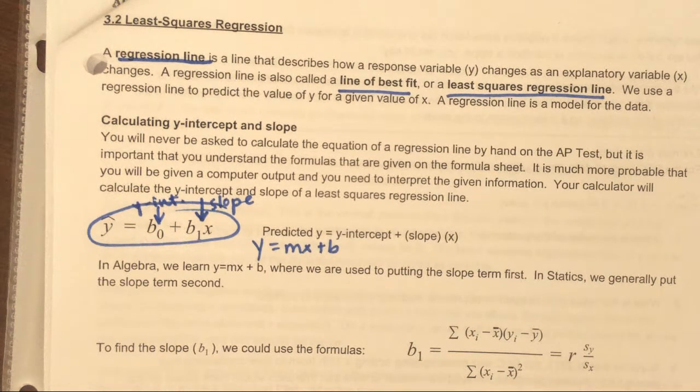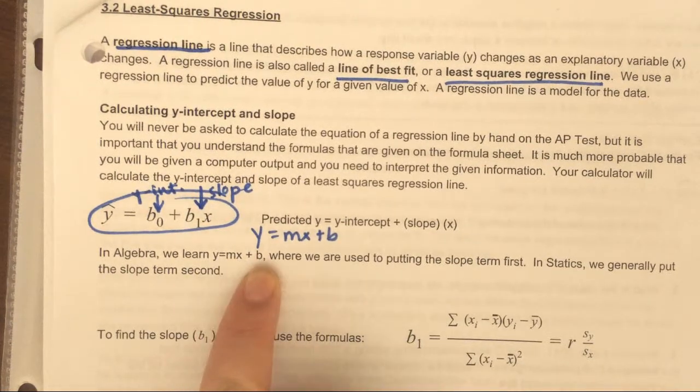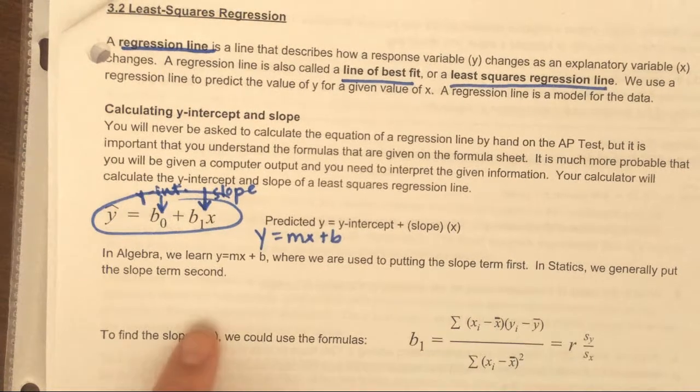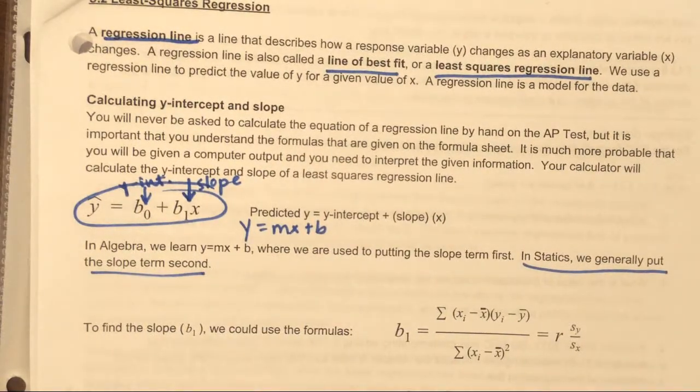What's really annoying, and I know we're going to have to get in the habit of it, is that in algebra you and I all learned to put slope first and then the intercept. In statistics we do it the opposite. In statistics we generally put the slope term second. Are they going to count off because you didn't? Probably not, but you do look kind of goofy.